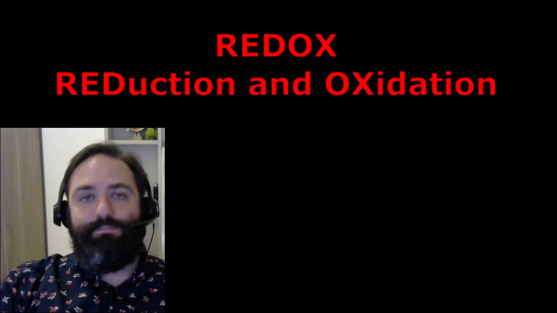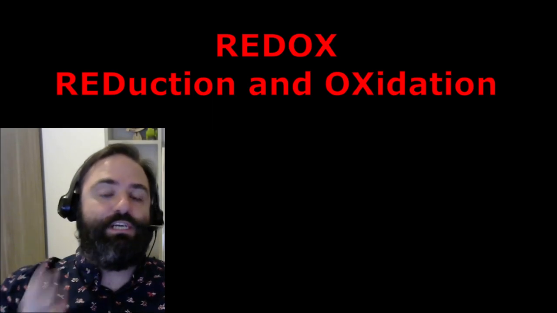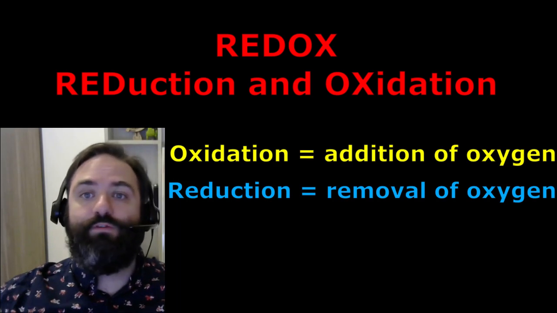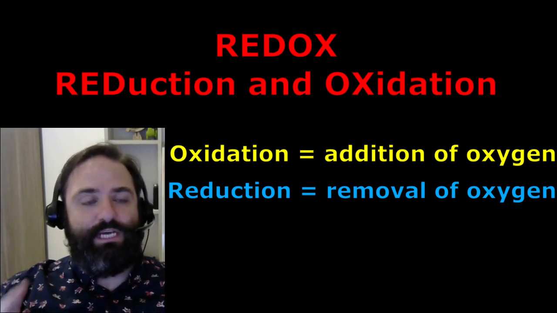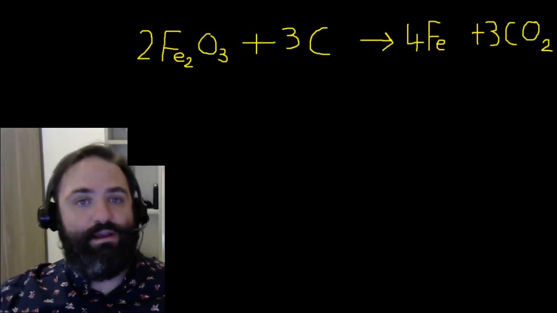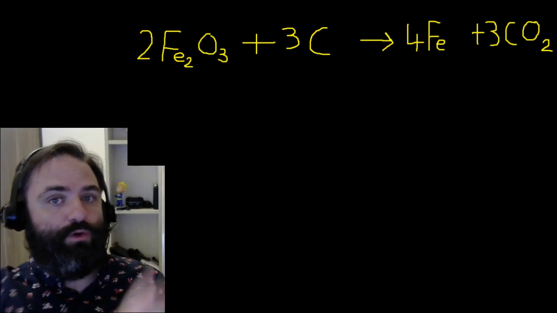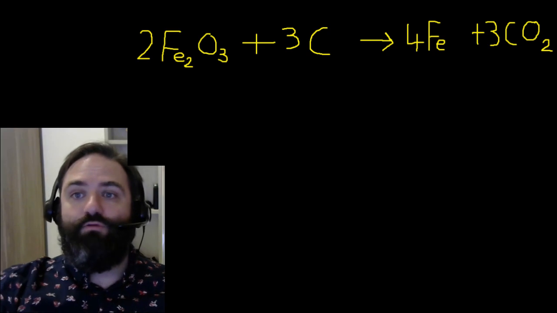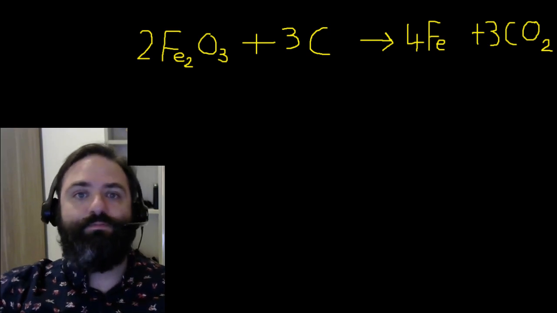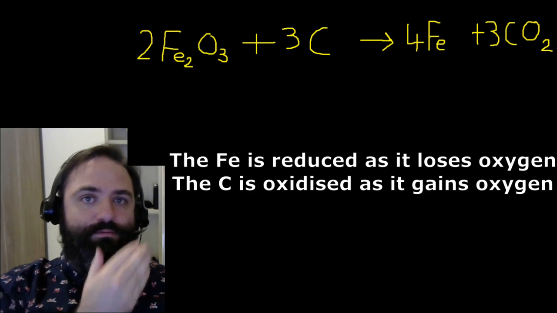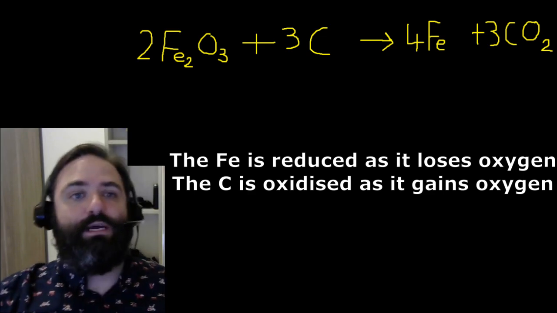The first and simplest definition of these reactions is that oxidation is the addition of oxygen to something, whereas reduction is the removal of oxygen from something. So if we take a look at this reaction, which is a redox reaction, we can see that the iron has lost oxygen, going from iron oxide to just iron with nothing on it. So it has been reduced, lost oxygen. At the same time, the carbon has gained an oxygen atom, so it has been oxidized, goes from carbon to carbon dioxide. Hopefully that's pretty clear.